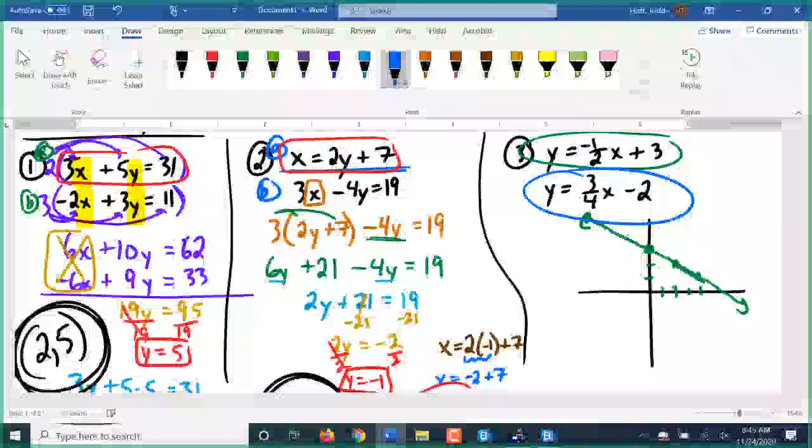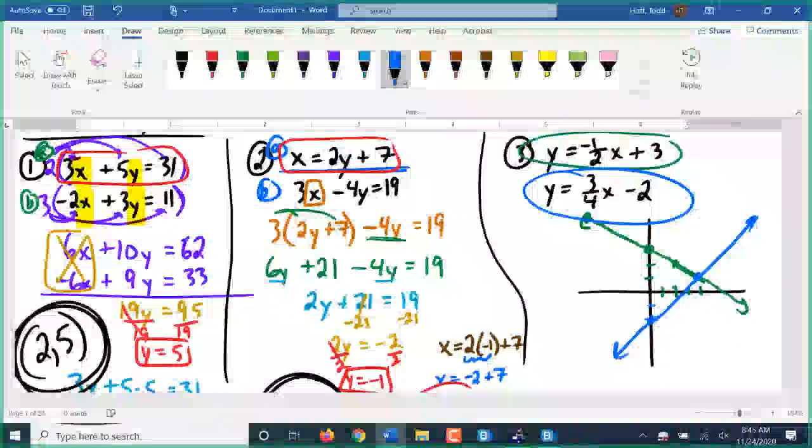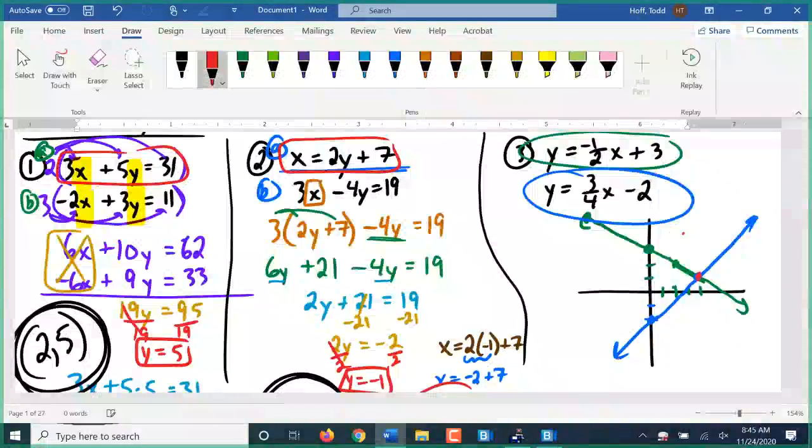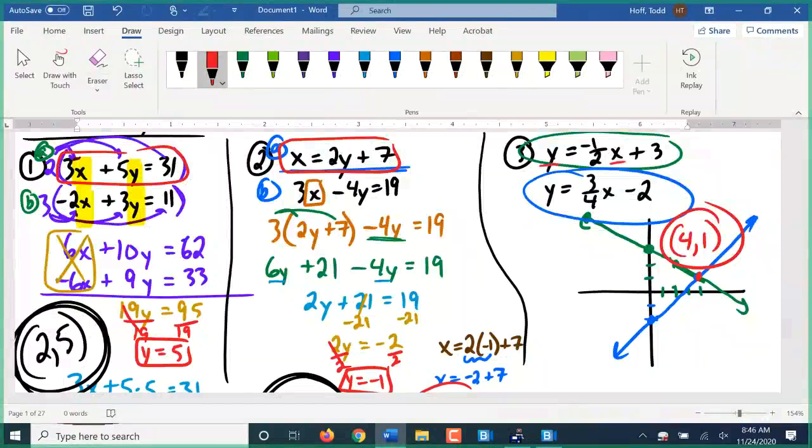Second equation, I start at negative 2. And my slope of 3/4 x means I go up 3 and run 4, which puts us right on that point. So conveniently, the slope points overlap, so we can get a solution here rather quickly of 4, 1. Now, just like any other system, if you're not sure of that, you can put 1 back in for y and 4 in for x in both equations and make sure it's true.